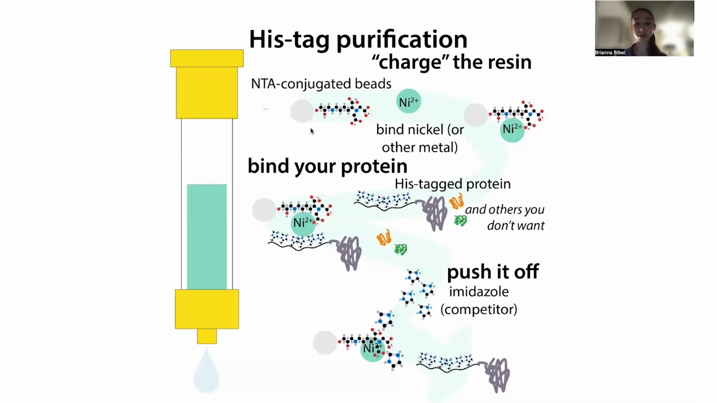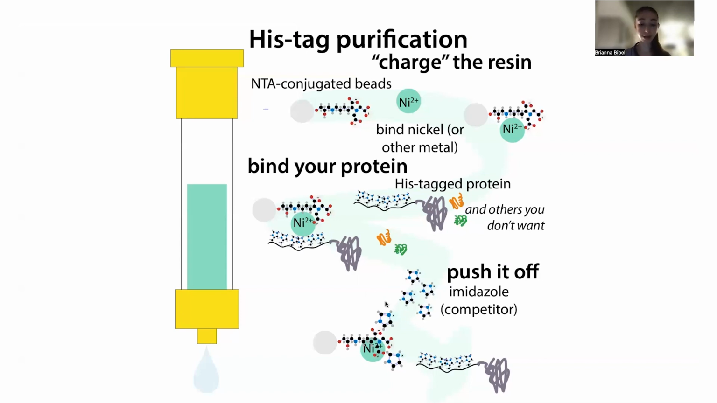You have these beads that are coated in nickel or another metal such as cobalt. You flow the protein through. Your protein, because it has that chain of histidines that's going to be able to act as a chelator, is going to stick to the beads. Everything else is going to flow through. Now that you've got all that other crud washed off, you want to get your protein off. And so now you can basically add free imidazole.